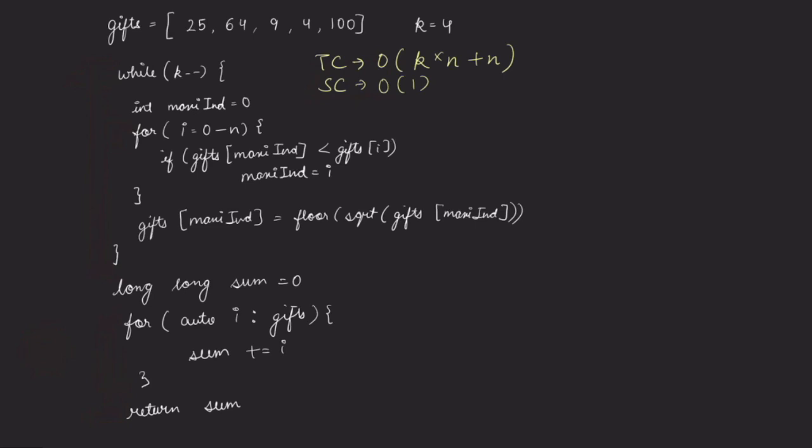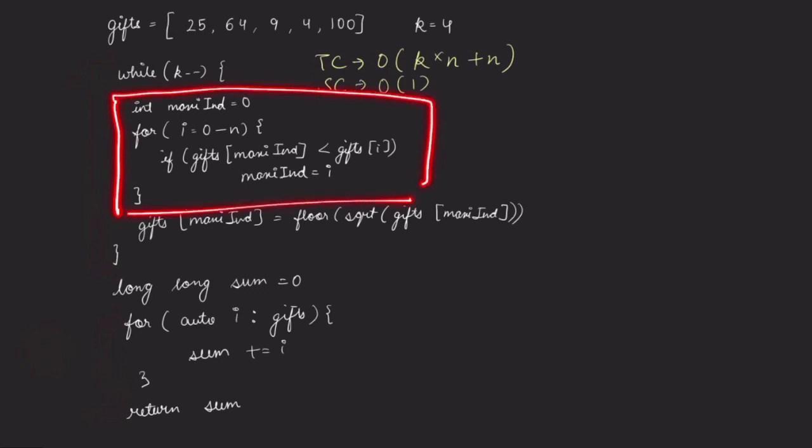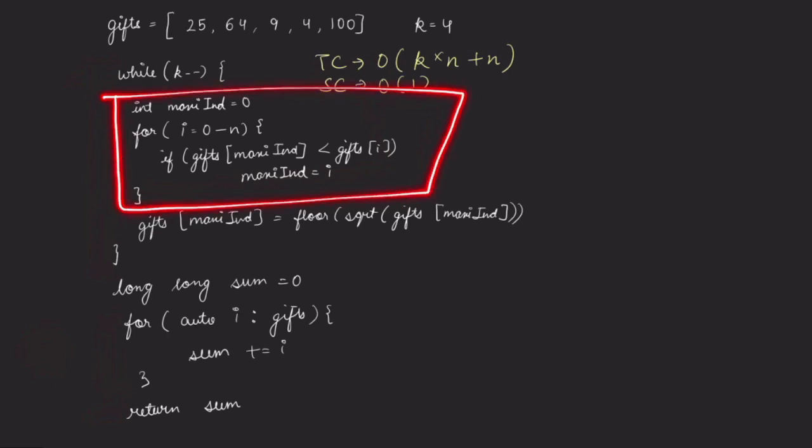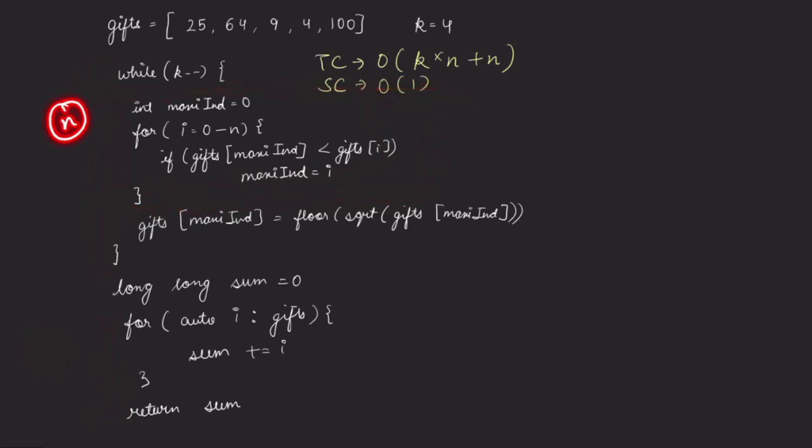So see, the main part over here that we have to do again and again is to find the index of the maximum element, or basically finding the maximum element. This operation we need to perform every time. So we need to see if somehow we can optimize this operation from n to somewhere around constant or log n. If we are able to do so, then we will be able to optimize this particular approach.